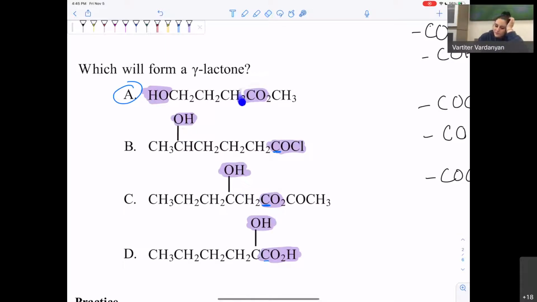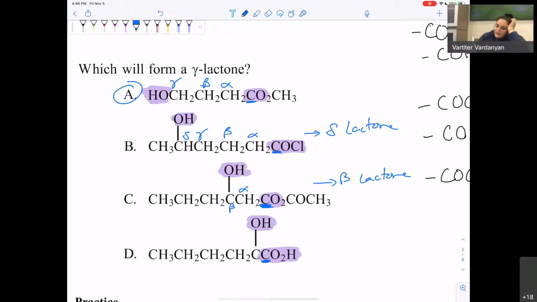So step number 1, find the carbonyl. Step number 2, find the OH. Carbonyl, OH, carbonyl, OH, carbonyl, OH. So now you're going to go to the carbonyl and start counting next door. Alpha, beta, gamma, all the way to the alcohol. So here, find the carbonyl, start next door: alpha, beta, gamma, delta. So this will form a delta lactone. If we start at the carbonyl carbon, alpha, beta, that'll form a beta lactone. For the last one, we start at the carbonyl carbon next door, alpha. So the only one that forms a gamma lactone is this guy.